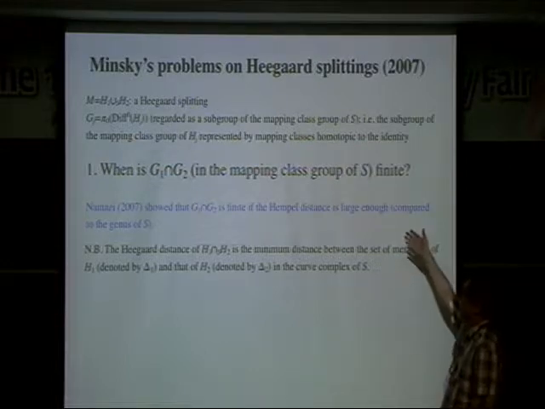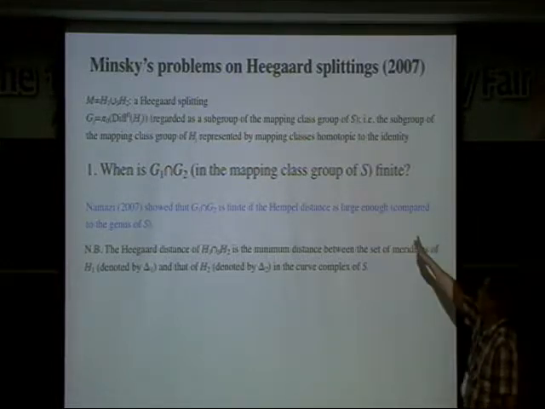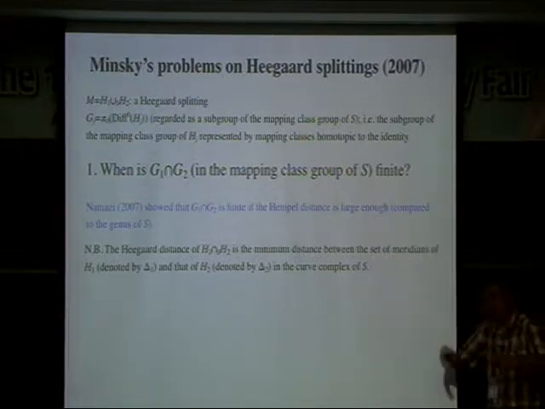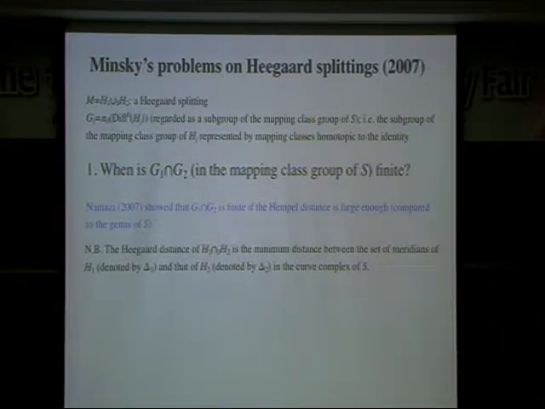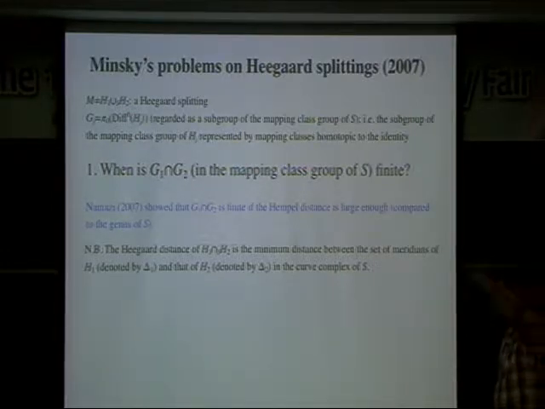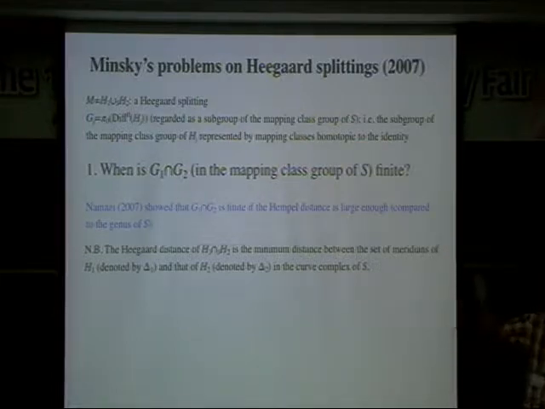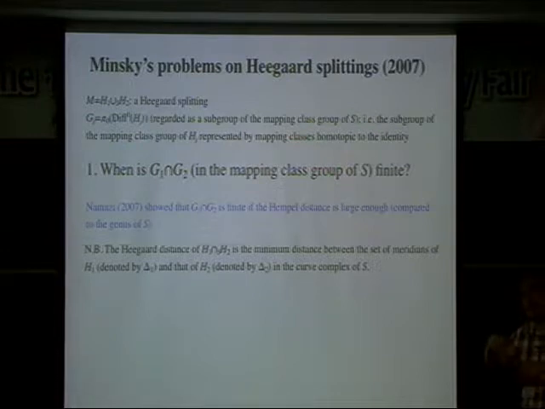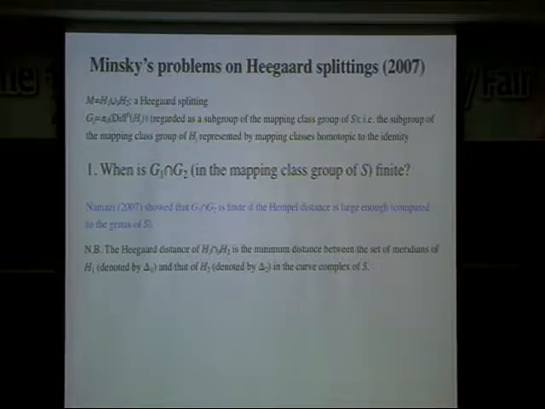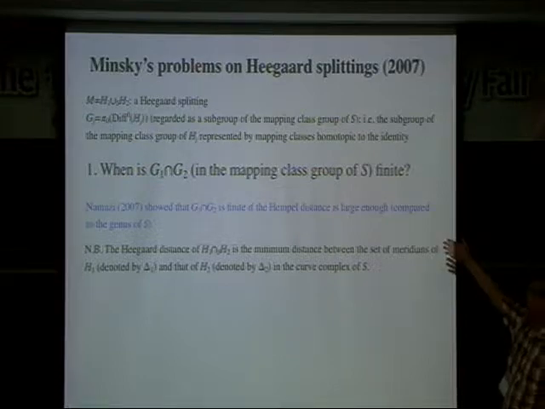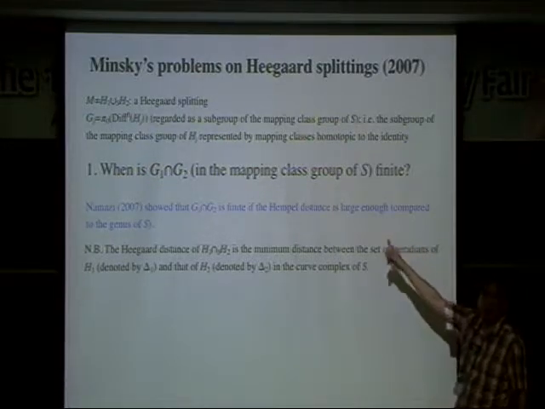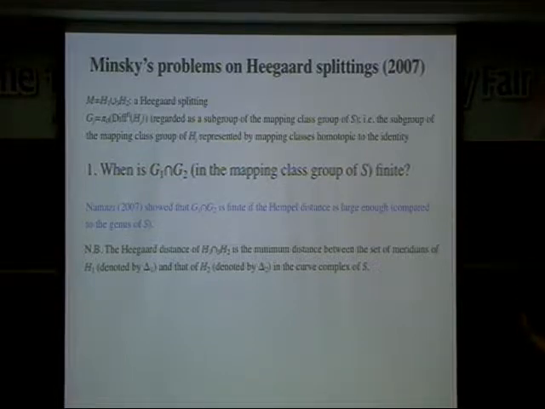Minsky asked something like this. Because you have two handlebodies, you have one such subgroup G1 on the side of H1, and the other subgroup G2 on the side of H2. Both of them can be regarded as subgroups of the mapping class group of the Heegaard surface S. So the first problem is something like this: when is the intersection of these two groups, G1 and G2, finite?